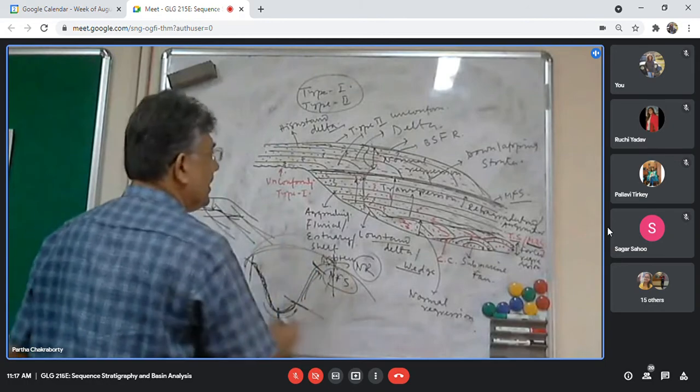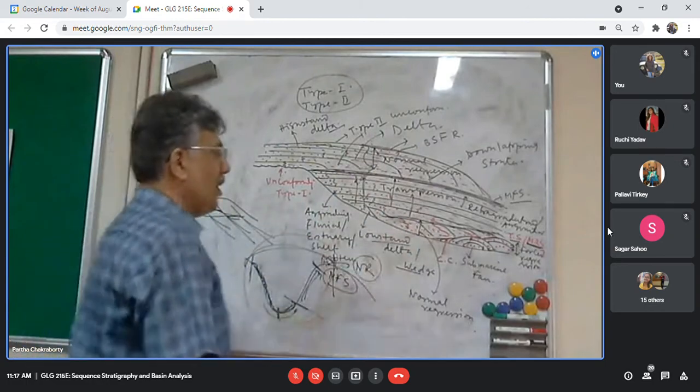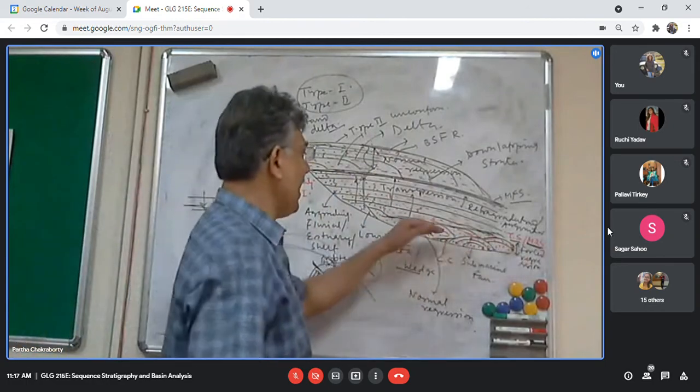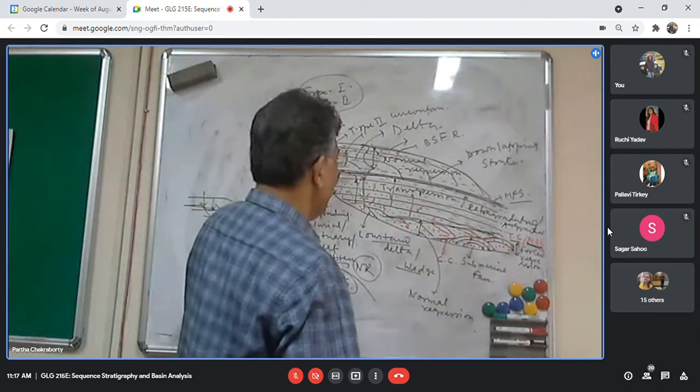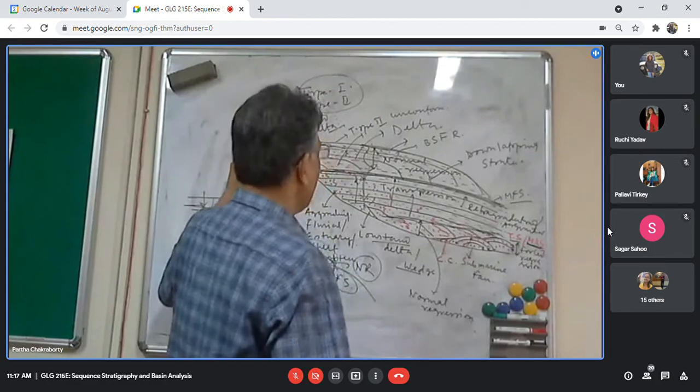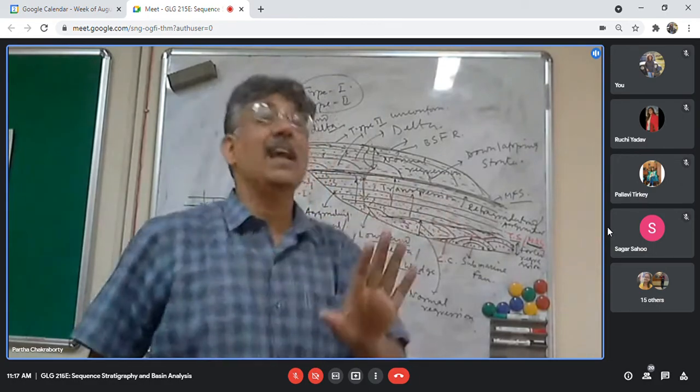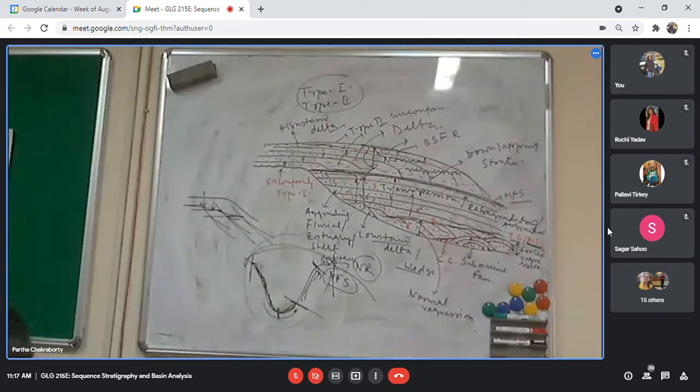How will we delineate this entire product? You can develop the submarine fan, the lowstand delta, lowstand wave, the estuary, the alluvial fluvial system, and then you can have a highstand delta. This is the ideal model. I again repeat, this is an ideal sequence which may not be available everywhere, every time. There is a lot of variation, but this is an ideal depositional sequence model.